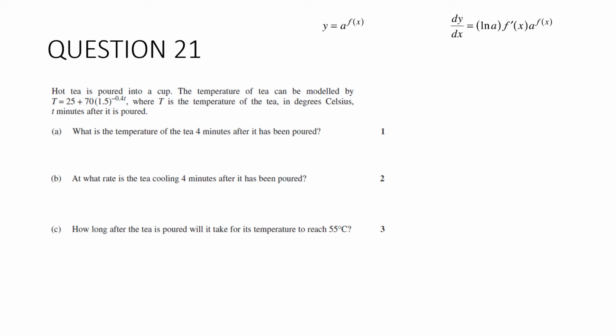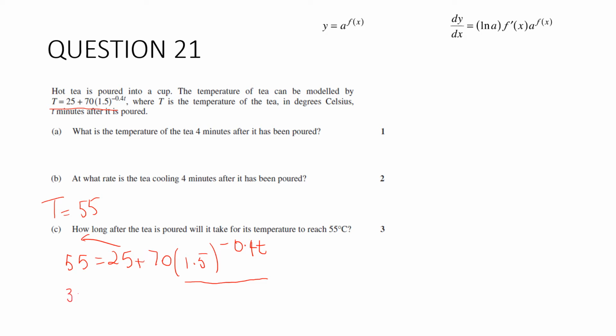Part C, how long after the tea is poured will it take for the temperature to reach 55 degrees? So again, we're going to use this equation. This time, capital T is equal to 55. So we're going to get 55 is equal to 25 plus 70 multiplied by 1.5 to the power of negative 0.4t. And solving this equation is going to involve logs. Basically, I want to isolate this part here. So I'm just going to take our 25 over to begin with. It becomes negative 25, so 30 is equal to 70 multiplied by 1.5 to the power of negative 0.4t.